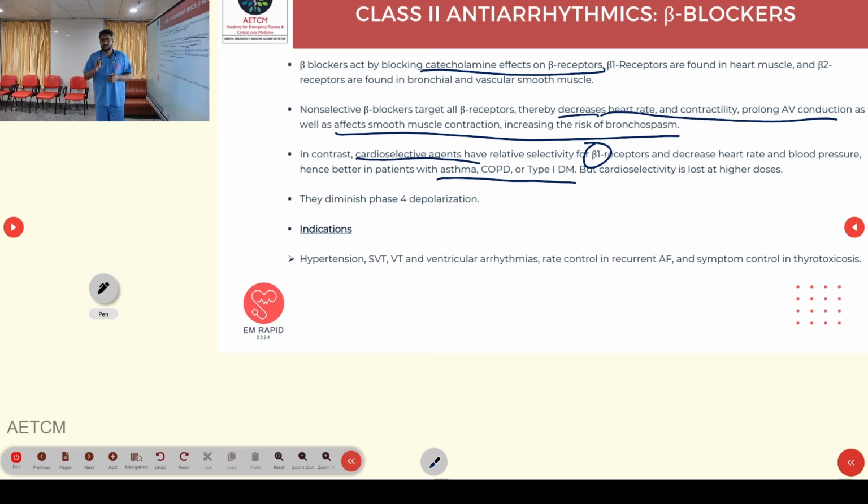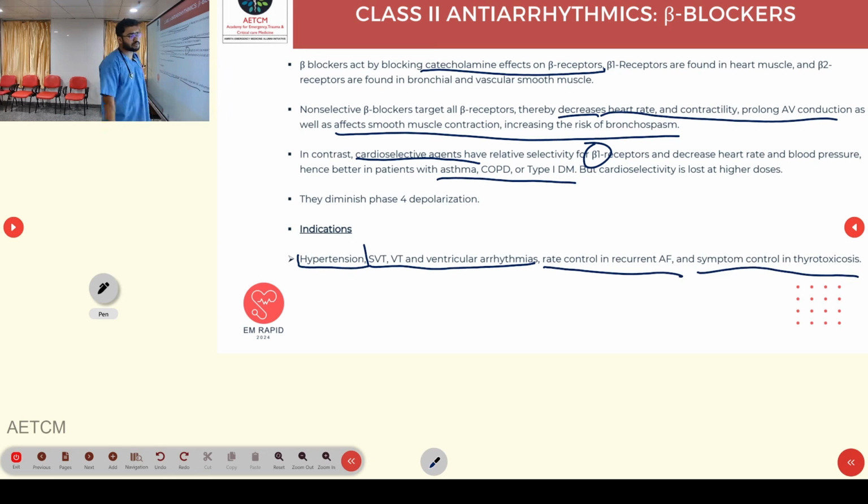The cardioselectivity is lost at higher doses, and they mainly diminish the phase 4 depolarization. And indications, as we know, it is most commonly used for hypertensive patients, and we can also use it for SVT, VT, and ventricular arrhythmias. Also in recurrent AF, we can use it for rate control. Other uses include symptom control in thyrotoxicosis.